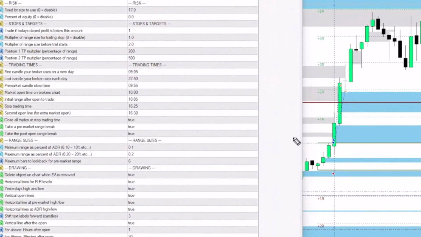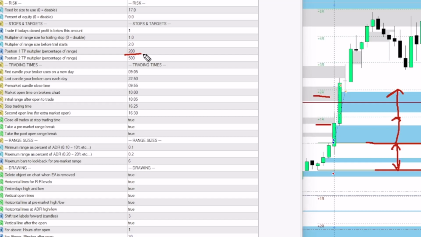Targets, pretty obvious. This is a multiplier, a percentage of the range. I've got it set here to 200. So there is your range. Your first target will be set to 200% of that range. So there is the range. That's 100% of the range. That's 200% of the range. So these are going to equate to the 1R and 2R numbers. It's just displayed in a slightly different manner.